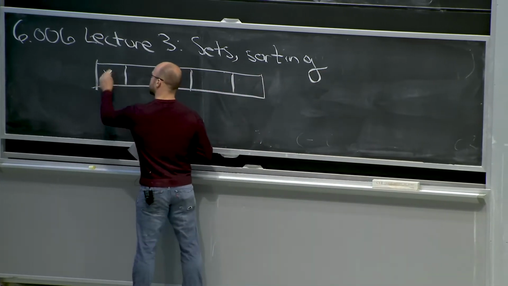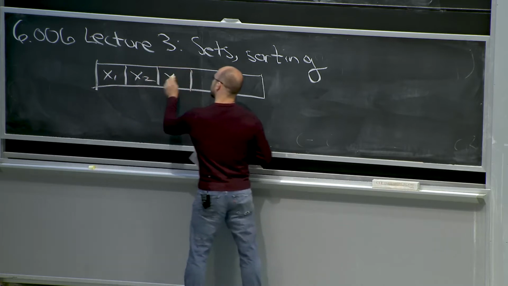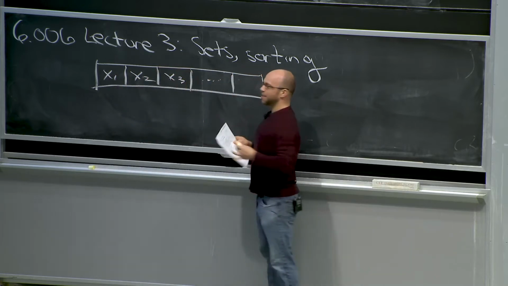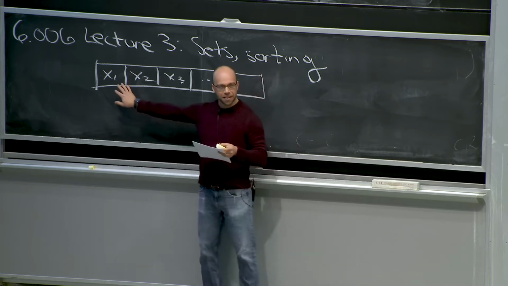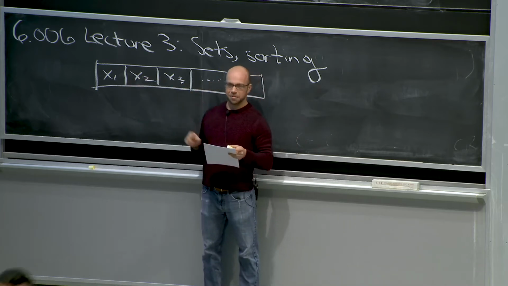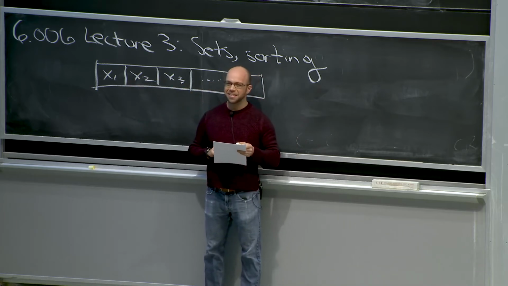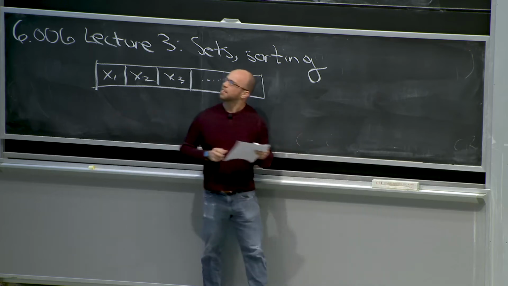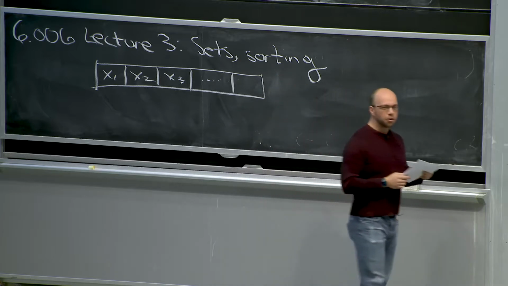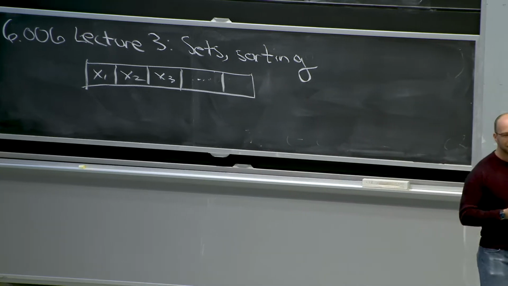One way to store my set would be to just store a bunch of X's in no particular order. Does that make sense? So I have a big piece of memory, and every piece of memory is associated with a different object in my set. Obviously, this is quite easy to build. I just make a big array and dump everything in there. And the question is, is this a particularly efficient or useful way to implement a set?